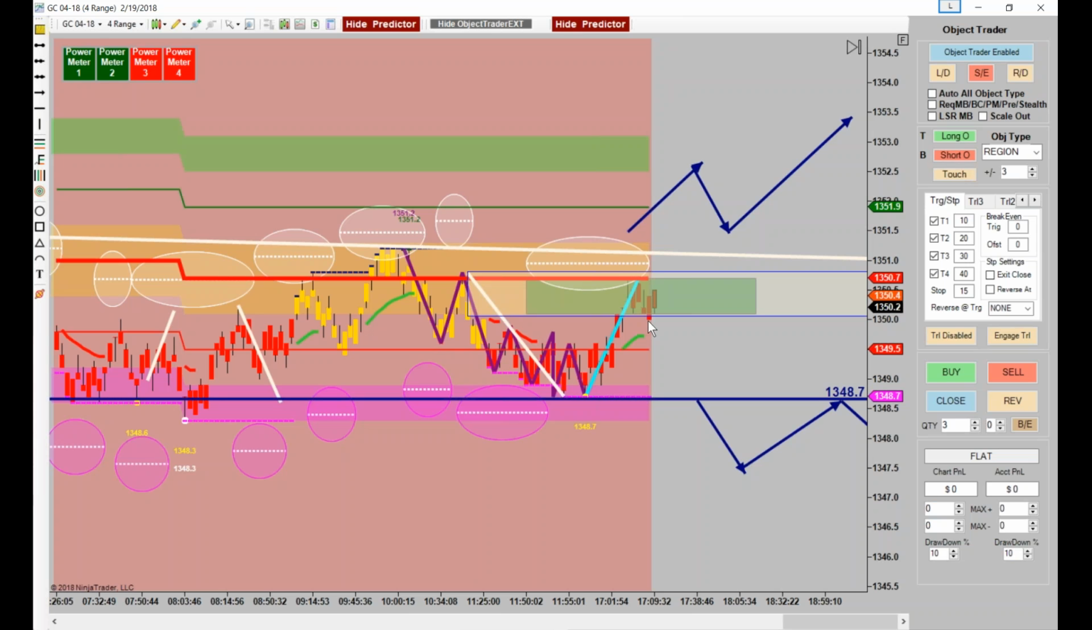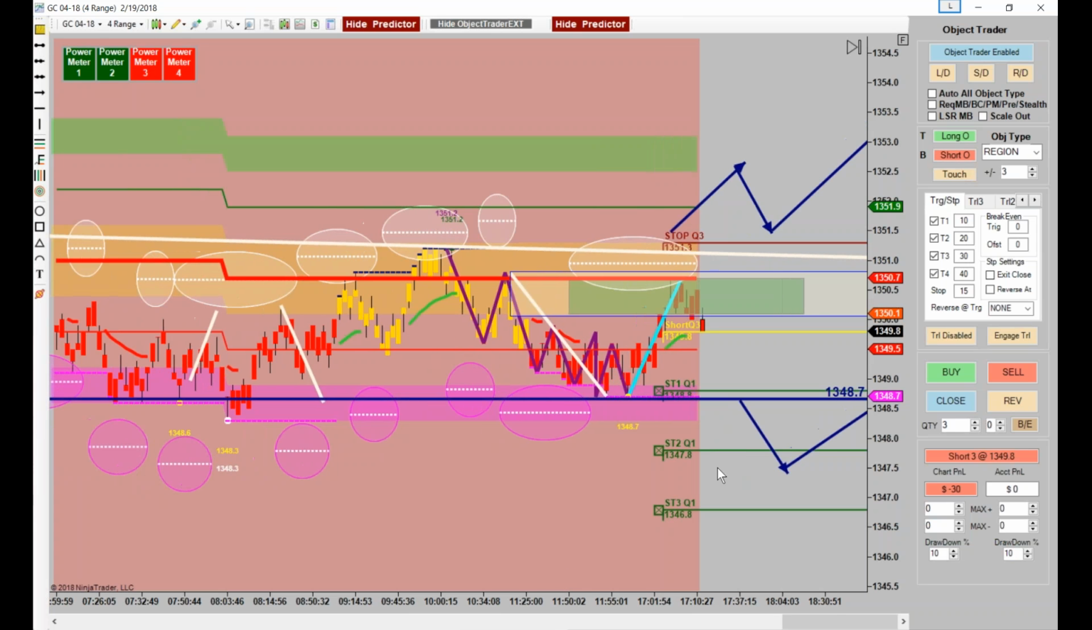We haven't gotten a trade yet. Still haven't gotten a trade yet. We're trying to get a lower high though, see it? Now I'd be in this trade probably already, but let's just do it with Object Trader. Okay, we're in the trade.